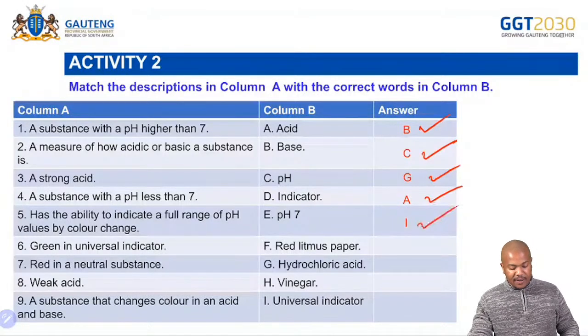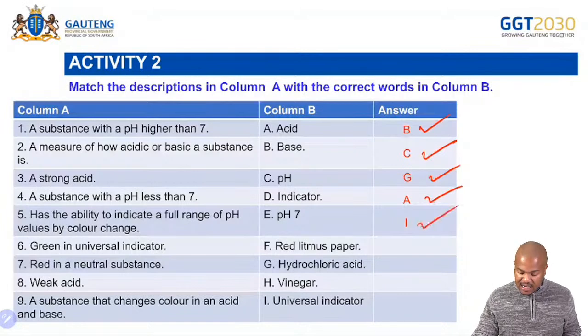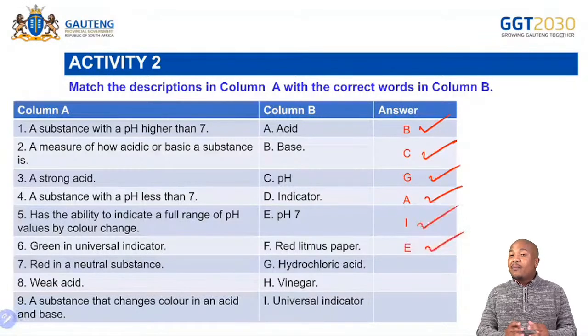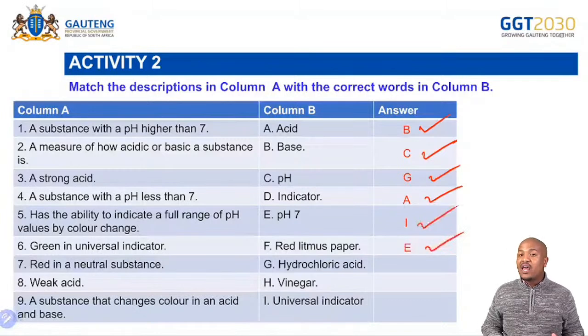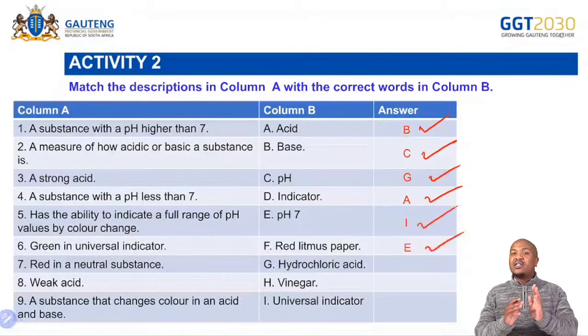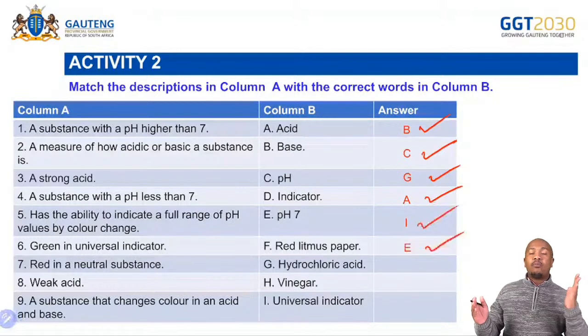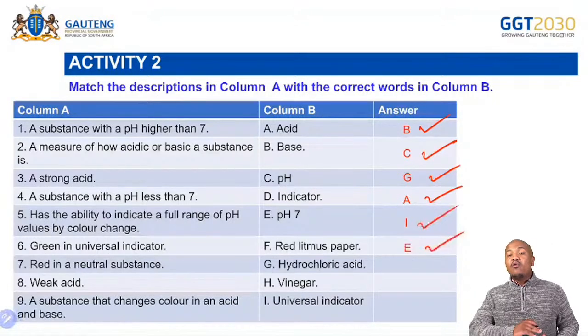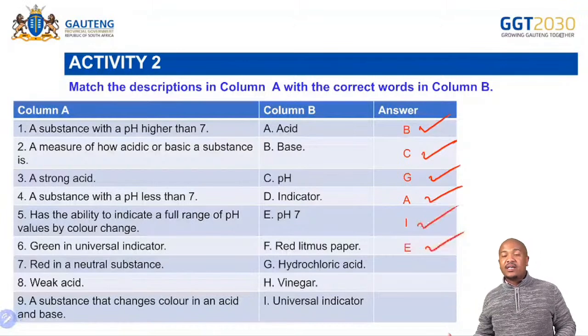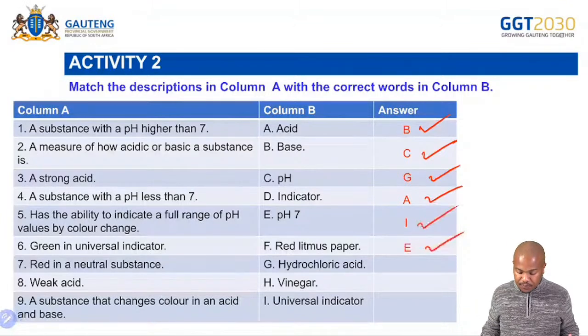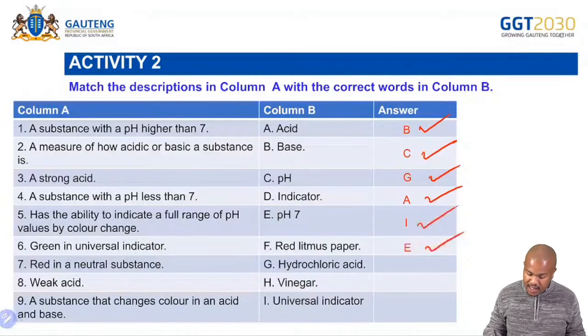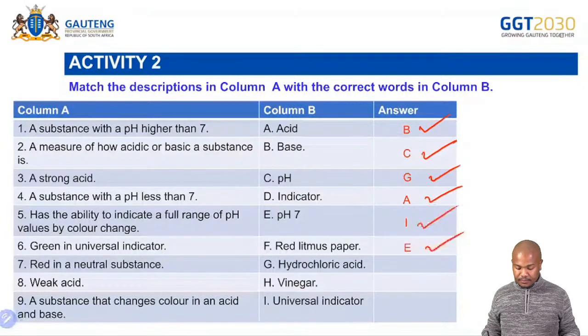Right. Number 6, green in universal indicator, right? The answer is what? E, right? pH 7. So remember, I even circled the examples there to show that when using a universal indicator, a neutral substance starts off as green, right? Then you start having different shades of green to blue or brighter colors such as yellow as you move from neutral to bases or neutral to acids, right? So the answer is E, which is pH 7.